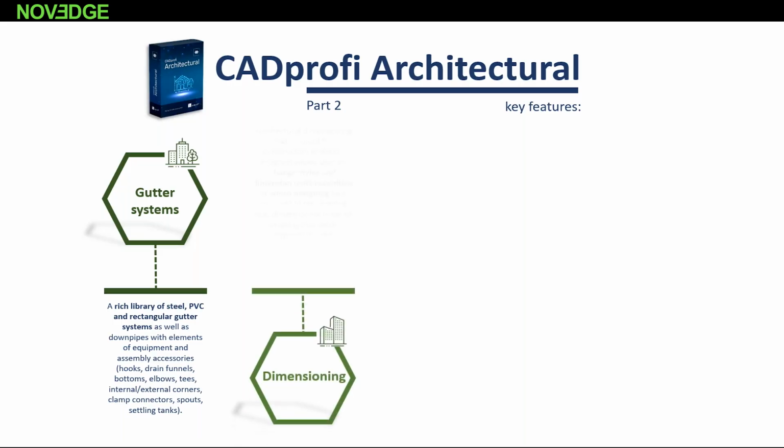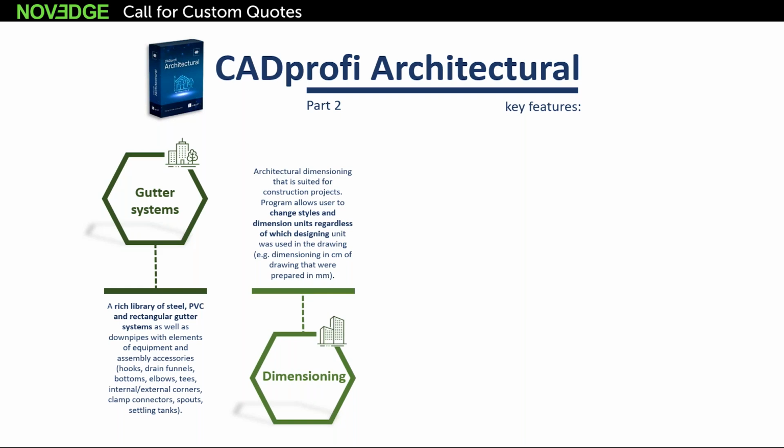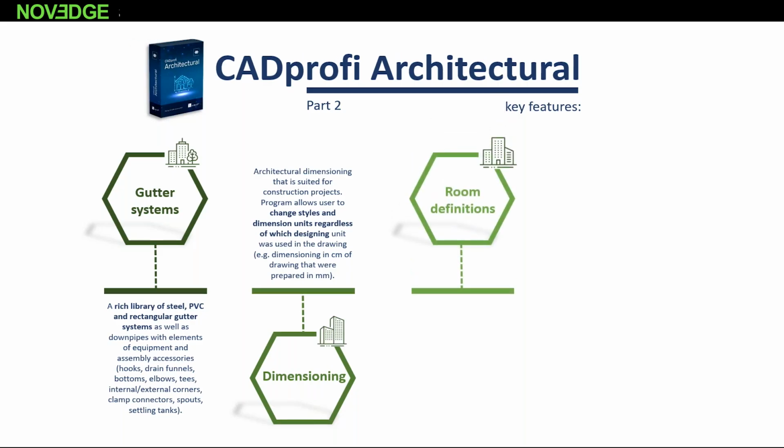We are speaking also here about dimensioning. So architectural dimensioning that is suited for construction projects. CADprofi allows the user to change styles and dimensioning units regardless of which designing unit was used in the drawing. We have also in the program room definitions, and there is a possibility of automatic defining and marking of rooms with surface calculation.